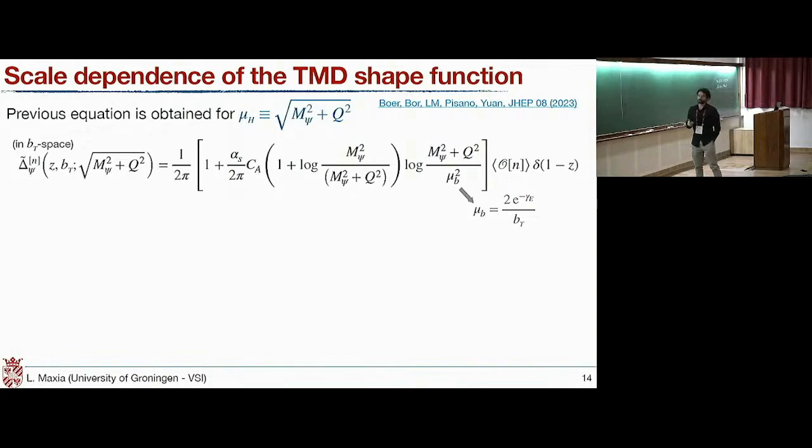But one point we can think of at the beginning is the following: the previous equation is obtained by choosing a specific scale. So I choose a hard scale to do the matching, in particular this one. This is the same result, but in b_T space, because it's more convenient for me for doing this kind of calculation, but it's the same. So you see here the same kind of result. So one can ask if it's the choice of the scale that produces this Q squared.